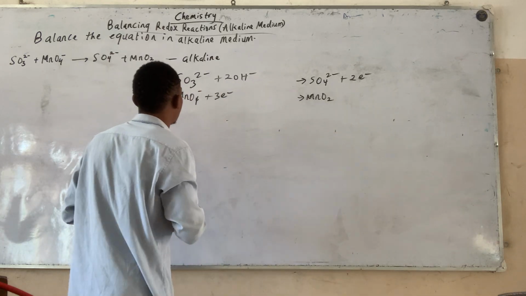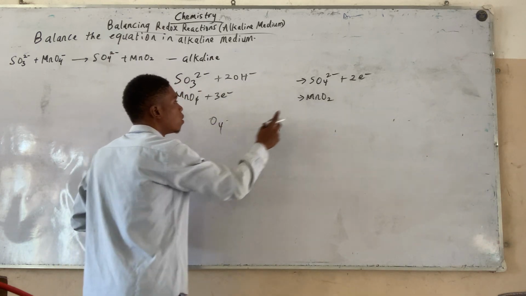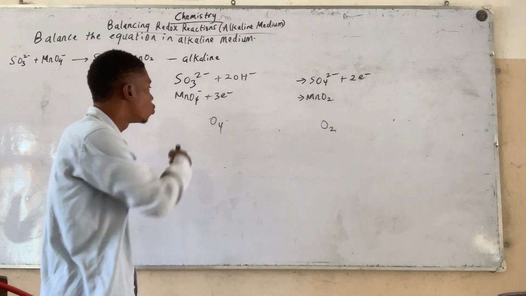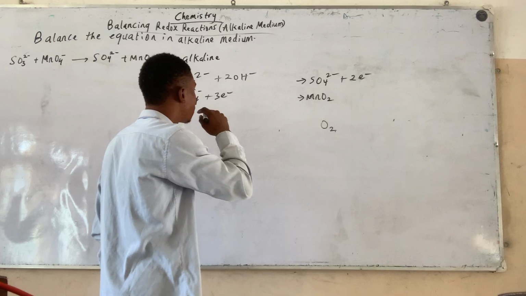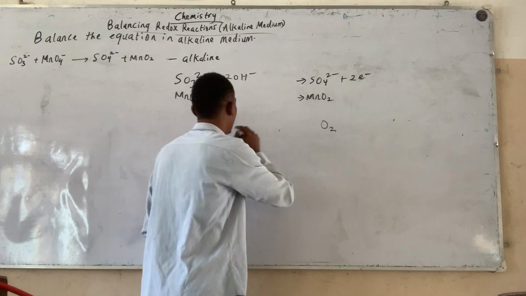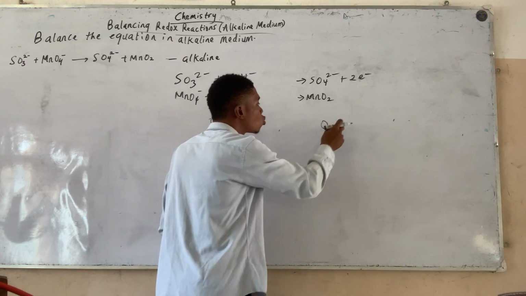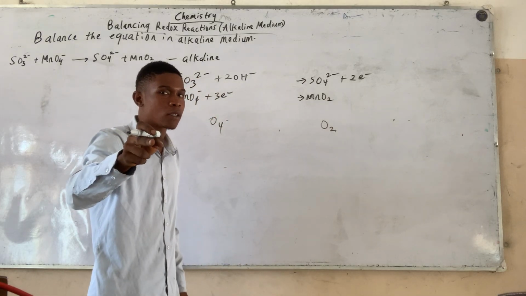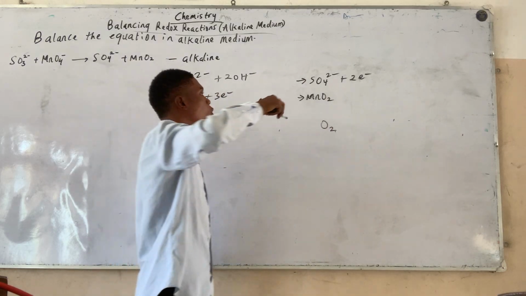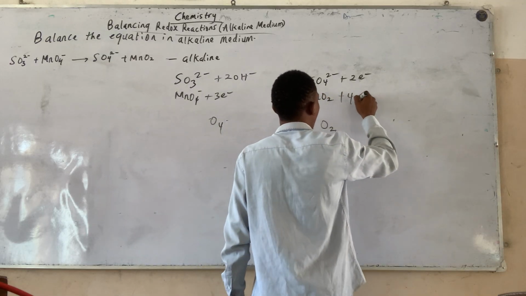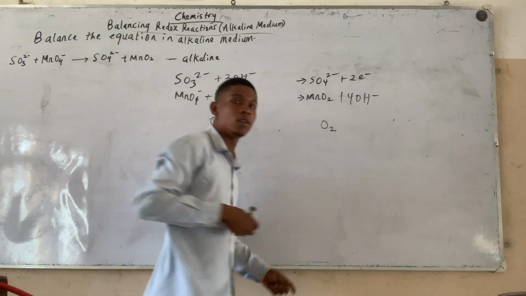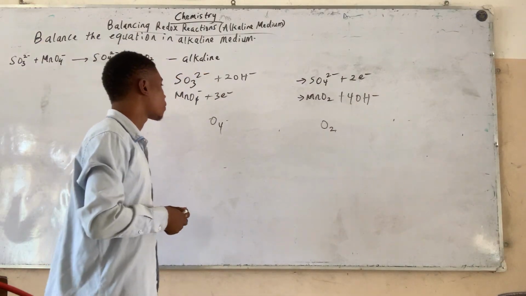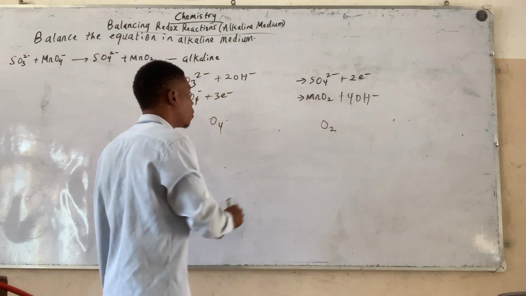For this side, O4 and O2. How many oxygen atoms do we have? Do we need to balance? 4 minus 2 will give us 2. So we need 2 oxygen atoms on this side. We are balancing that 2 by 4 OH minus. That's based on the rule I stated here earlier. I've wiped it up now.